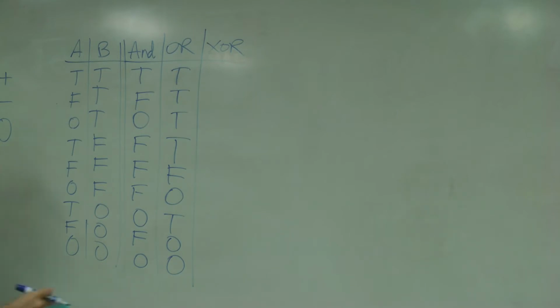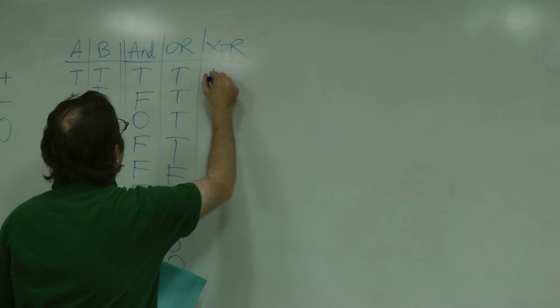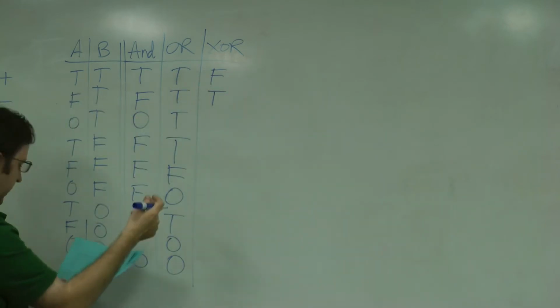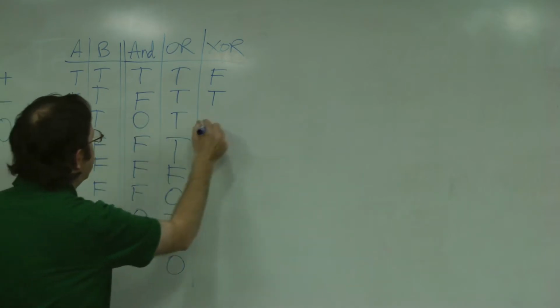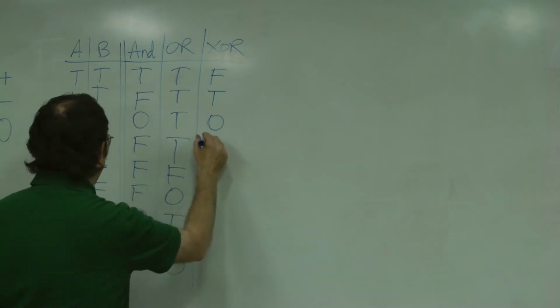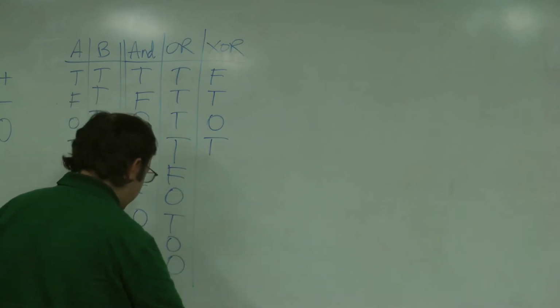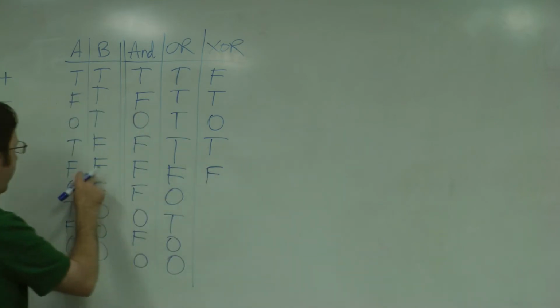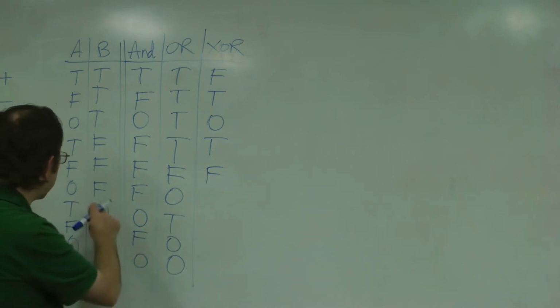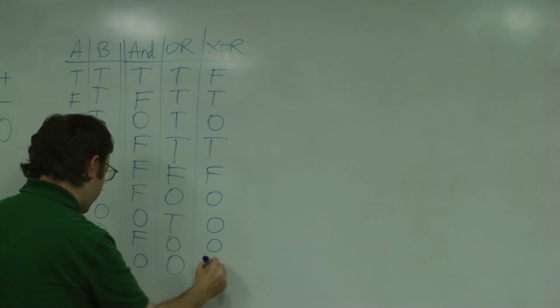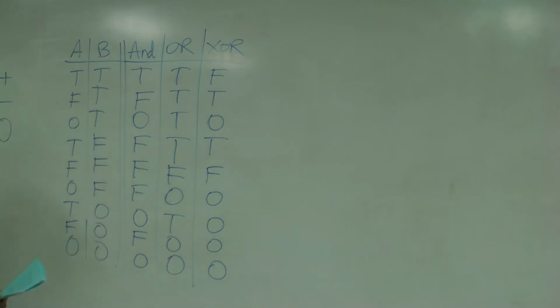And finally, for exclusive OR, we know that if both sides are true, then it's true. But if we have an uncertain, it'll have to be uncertain. And if both are false, well, it'll have to be false. And everything else would be uncertain.